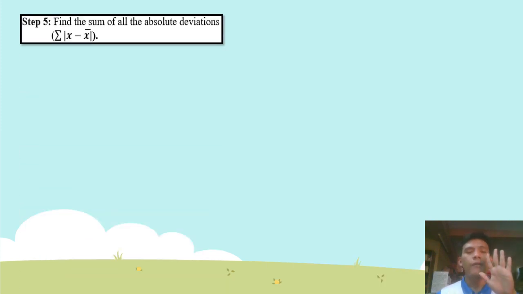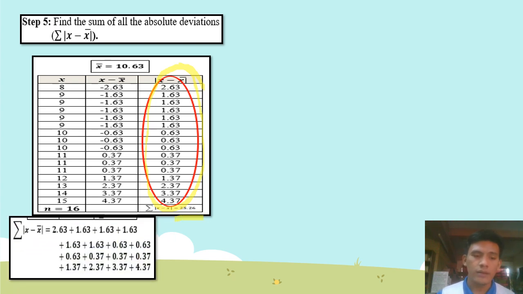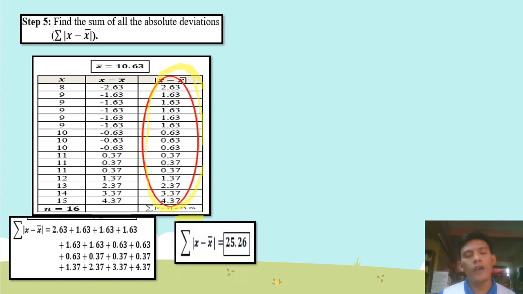Step 5. Find the sum of all the absolute deviations. We will add all the absolute values. The summation of all these values is 25.26.